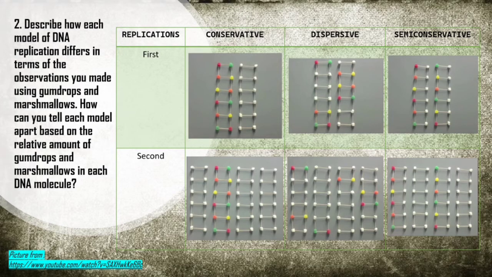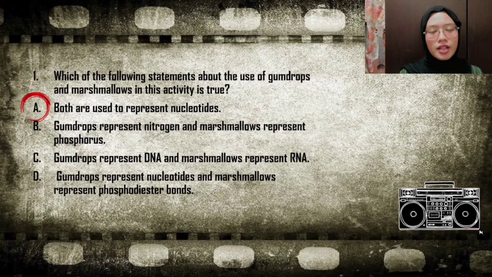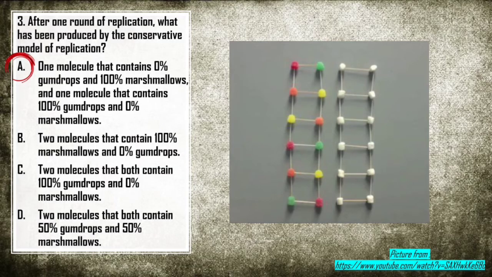For question number 2, this slide shows the difference between conservative, dispersive and semi-conservative replication, based on the first replication and also the second replication. We can see the different amounts of gumdrops and marshmallows in each replication. For the optional exercise, the first question, which of the following statements about the use of gumdrops and marshmallows in this activity is true? The answer is A.